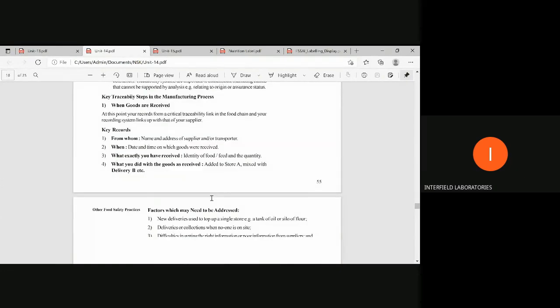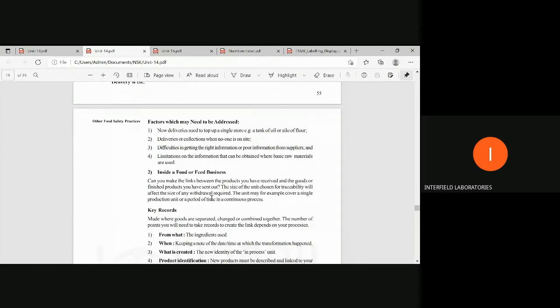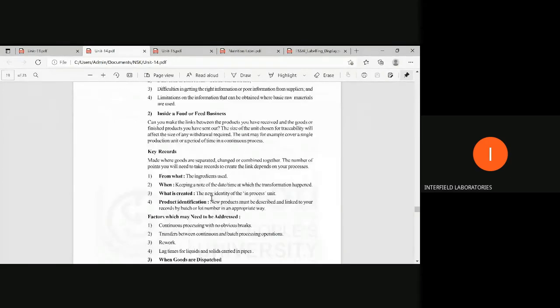Now, inside a food or feed business, the record should be kept for the ingredients used for the production of food. So a record should be there for ingredients. Then, keeping a note of the date and time of the production of the food.